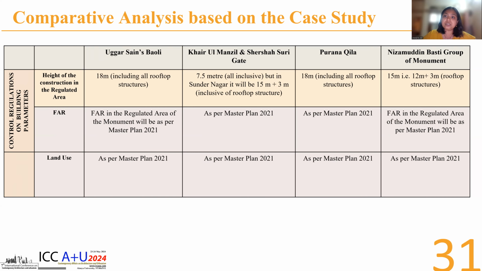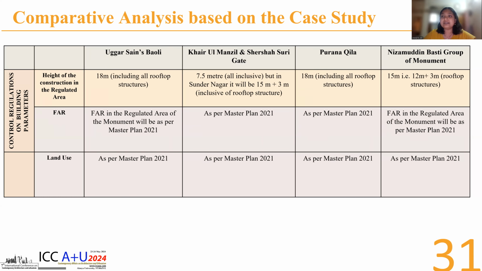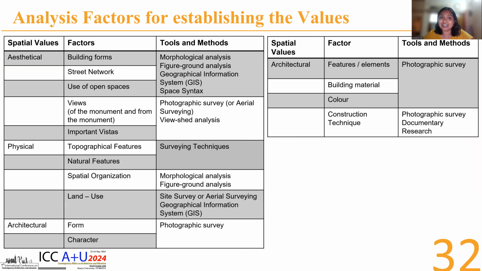For control parameters, we see that they are almost similar, where all the height restrictions are almost 18 meters in all the cases within the regulated area. For FAR and land use, again, it is stated that it's based on the Master Plan of Delhi 2021. So what we are trying to argue or understand is that even though there is so much variety in the land use and so much variety in the street pattern, what is the same is the control regulations.